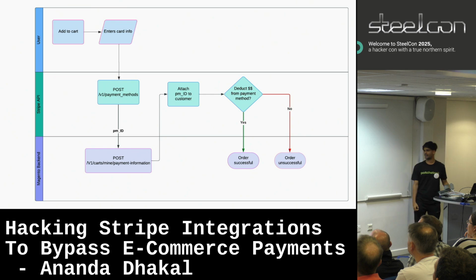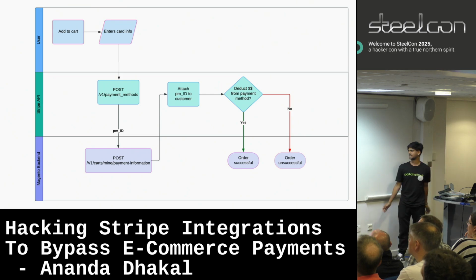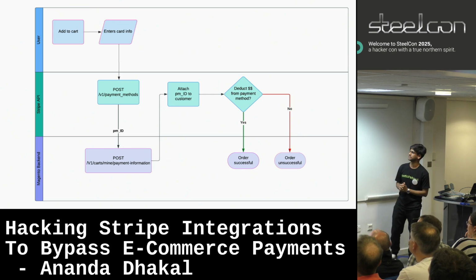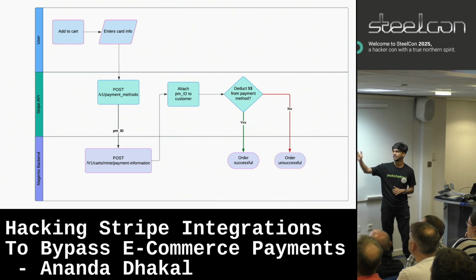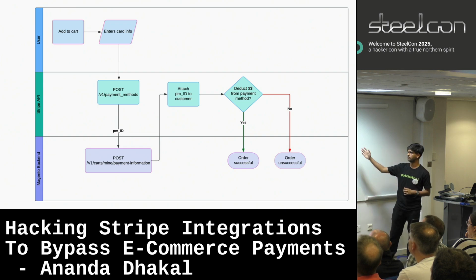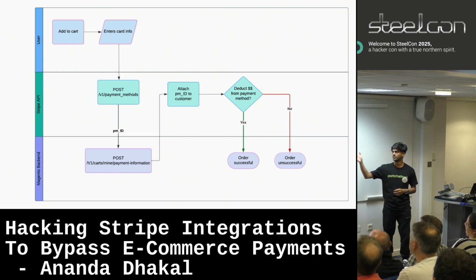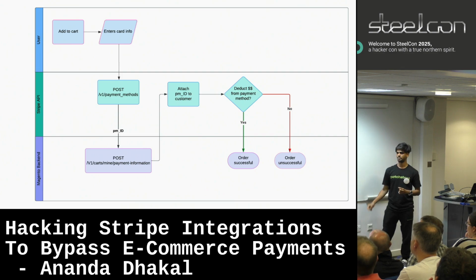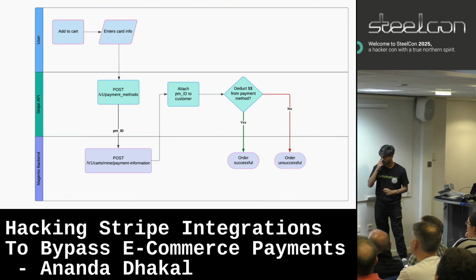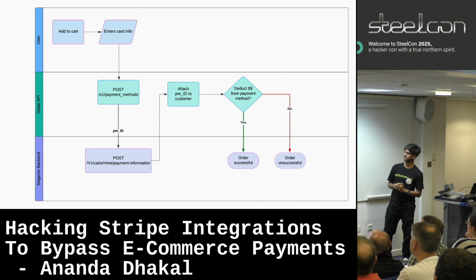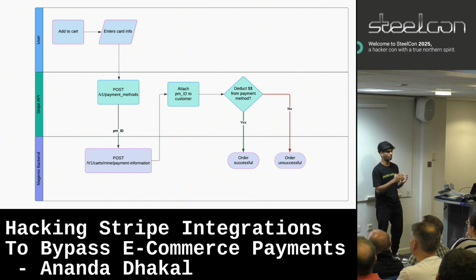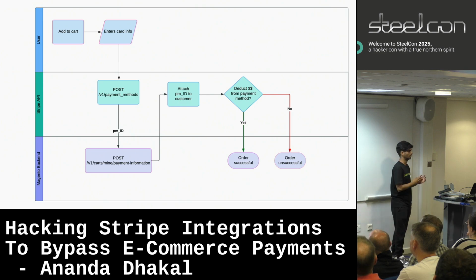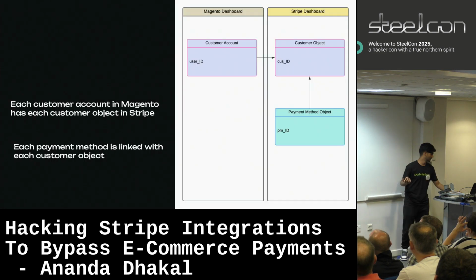So we're here with flowcharts, trying to understand what this is, right? You add something to the cart, and then you do the normal process. You enter your card information, it's passed to POST /v1/payment_methods, and you get the payment object, which gets sent to the Magento backend, and the order creation starts. There's an interesting thing that happens here, which is the attaching of your payment object to the customer. So what is this?